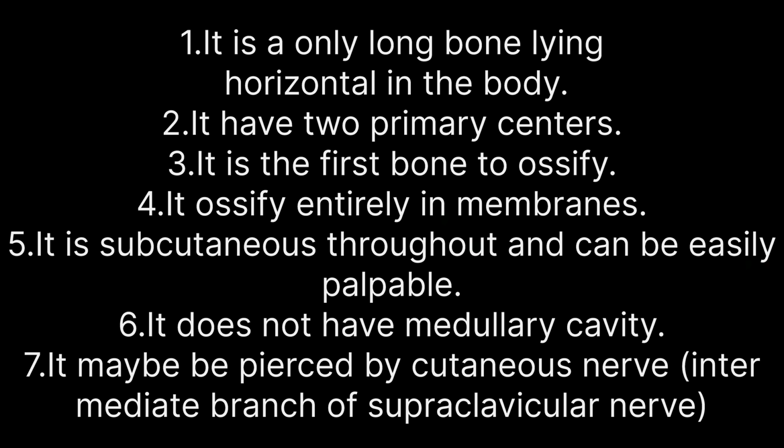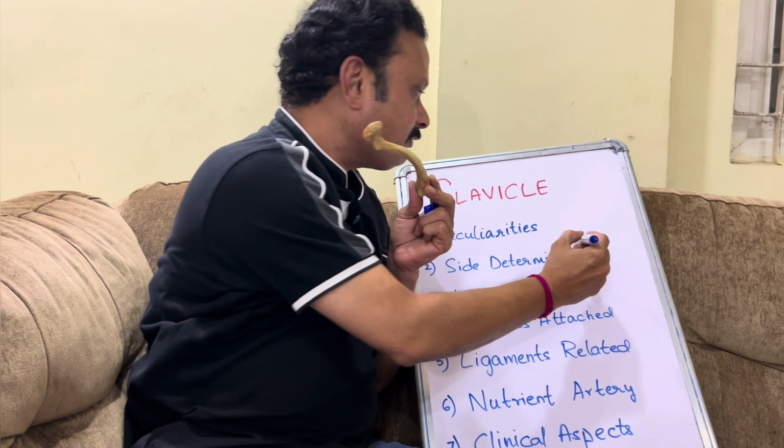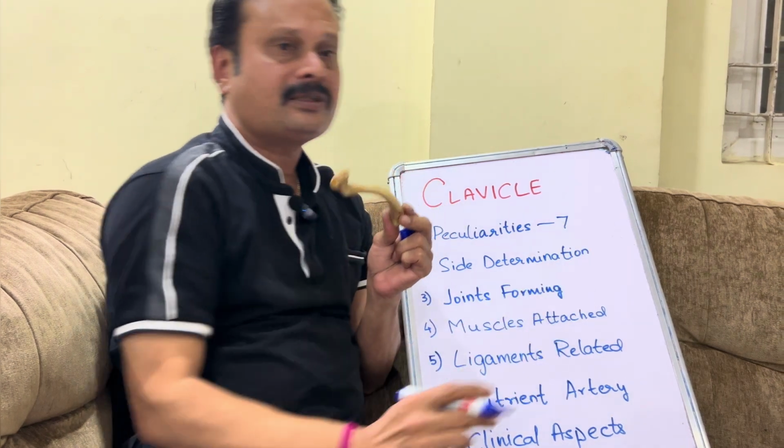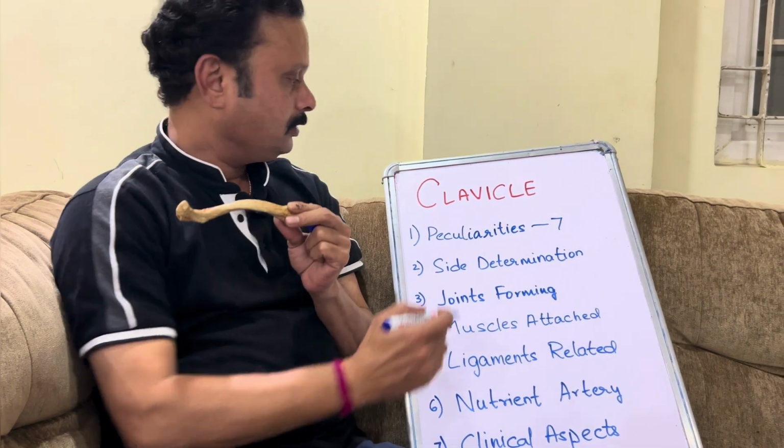And number 7, it may be pierced by a cutaneous nerve, and that nerve is the intermediate branch of the supraclavicular nerve. So these are the 7 peculiarities of the clavicle.